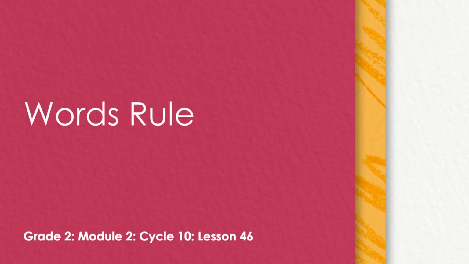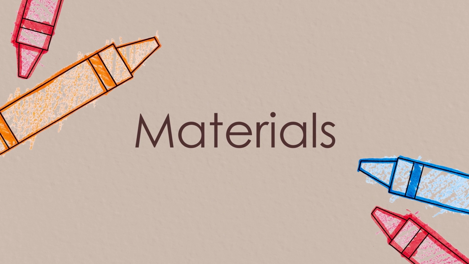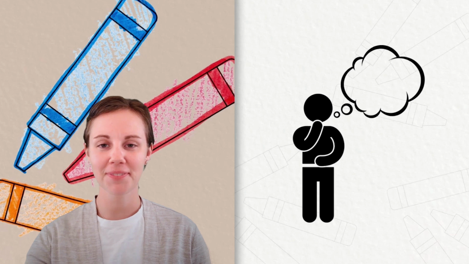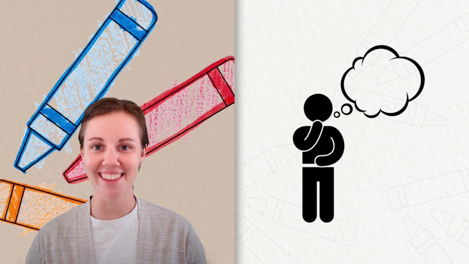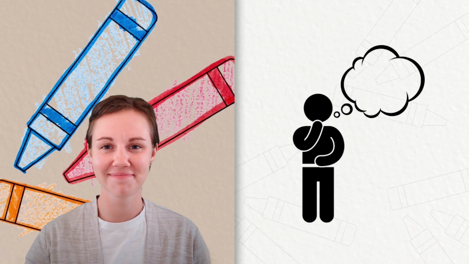Welcome back. We are going to jump right in with a new pattern today. We're using our words rule practice. This is Module 2, Cycle 10, Lesson 46. Materials. Go ahead and put on that thinking cap. Give me a thumbs up when you're ready to go.